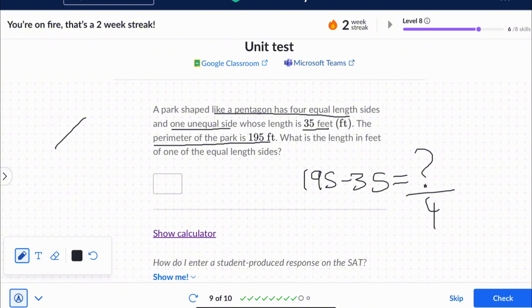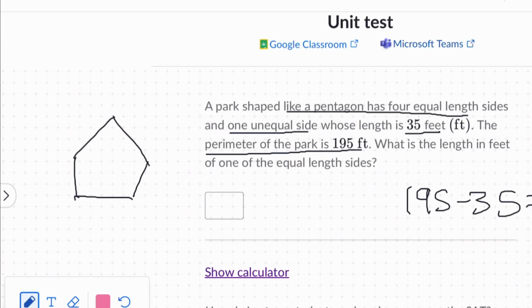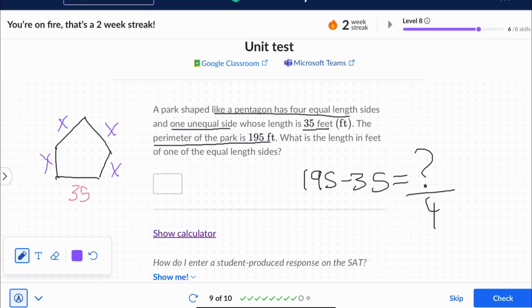So if I draw a pentagon here, let's say this one right here is the unequal side. And so the unequal side is 35 feet, and then the rest of the sides are going to be equal to x because they're all equal. And so basically the perimeter would be 4x plus 35 is going to equal 195. That's basically the perimeter because we're adding all of these. We don't know them, so 4x plus 35 is equal to 195.